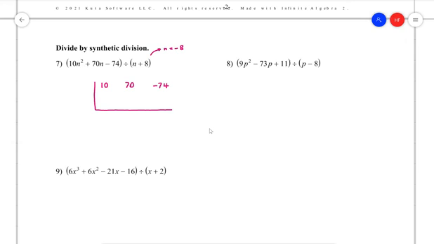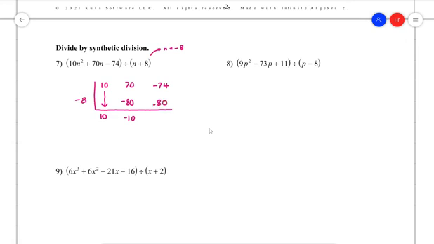So remember, we take the opposite sign if it is a variable just with a number, so there's no like 2n plus blah blah blah. It's just n plus. Then we would say n equals negative 8. Drop the first. Multiply the two outside numbers, so negative 8 times 10 is negative 80. 70 minus 80 is negative 10. Negative 10 times negative 8 is positive 80.